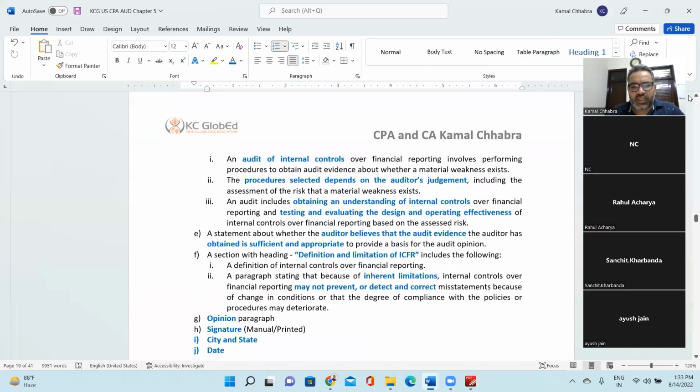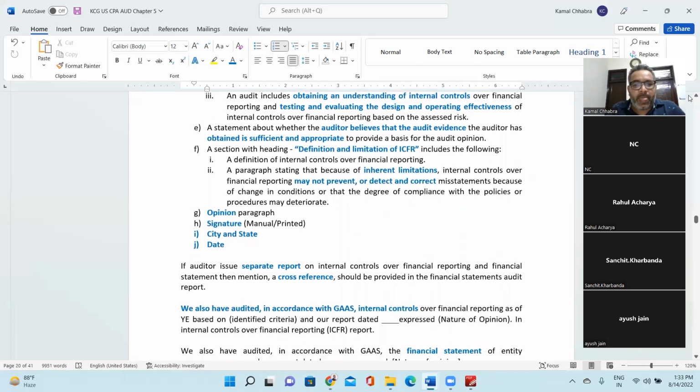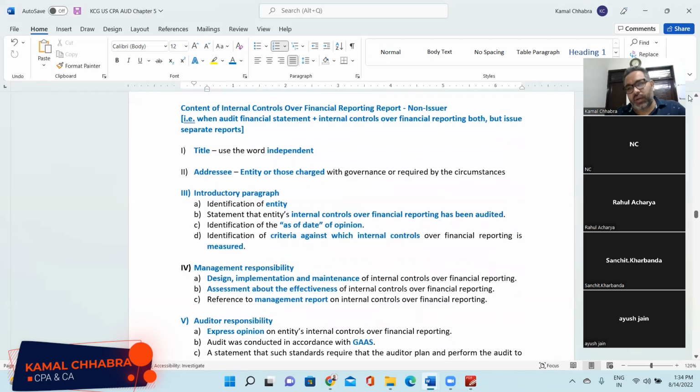So auditor responsibility is almost same, which we have discussed earlier. Statement about the auditor's belief that audit evidence has been obtained to give the sufficient and appropriate basis for their audit opinion. Then a section with the definition and limitation of ICFR, the same way we have done for the integrated audit for the issuer. Include the following: a definition of internal control over financial reporting, and a paragraph stating that inherent limitations of internal control over financial reporting may not prevent, detect, and correct all material misstatements because of changes in conditions, or that the degree of compliance with the policies and procedures may deteriorate. Right? Then opinion paragraph, signature, city, state, and the date. So this will be the overall content when you are planning to give the audit report for a non-issuer on internal controls.